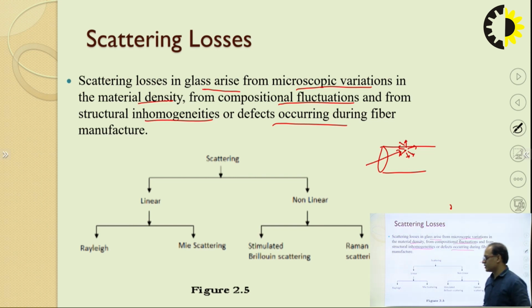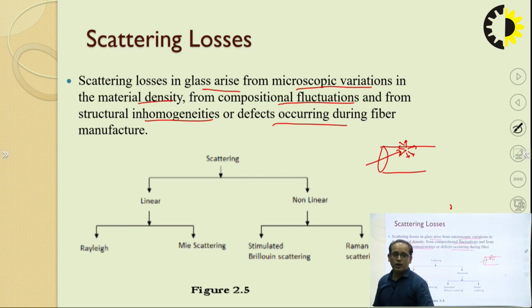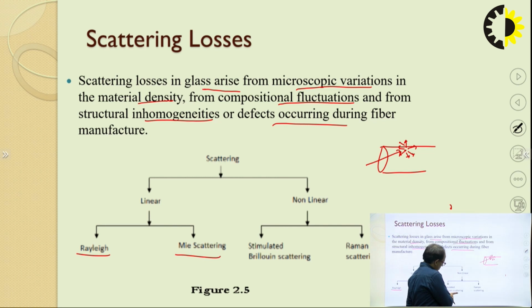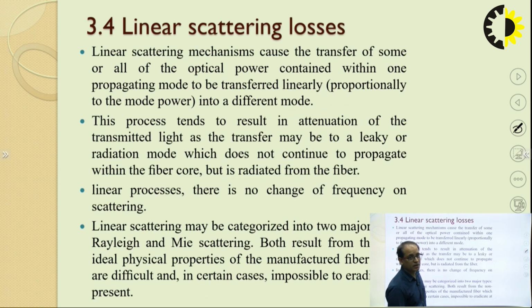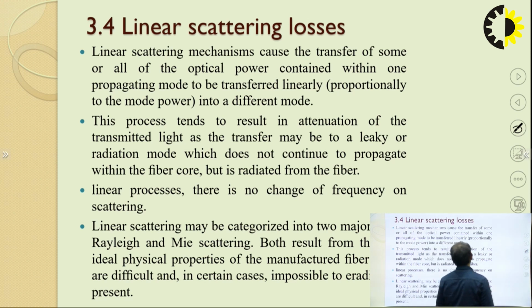So this scattering is generally categorized into two parts, that is linear scattering and non-linear scattering. The linear scattering is further divided into two types, that is Rayleigh scattering and Mie scattering, and the non-linear scattering is further divided into stimulated Brillouin scattering and stimulated Raman scattering, that is the SBS and SRS. So now what is this linear scattering?